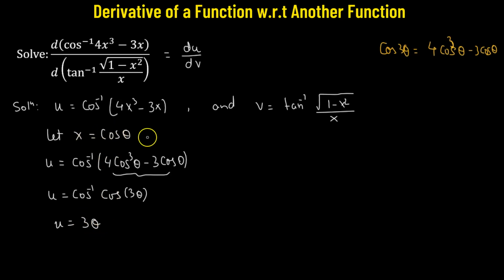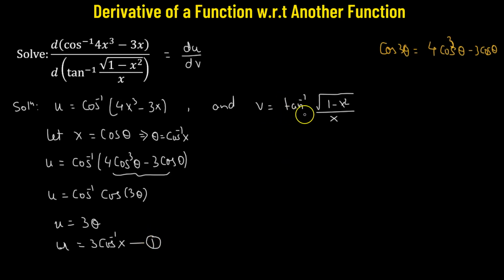We have considered x to be equal to cosine of theta, so that means theta will be equal to inverse cosine of x. So this gives us u equal to 3 times cosine inverse of x. So let's label this as number 1. We'll come back to it after simplifying v.